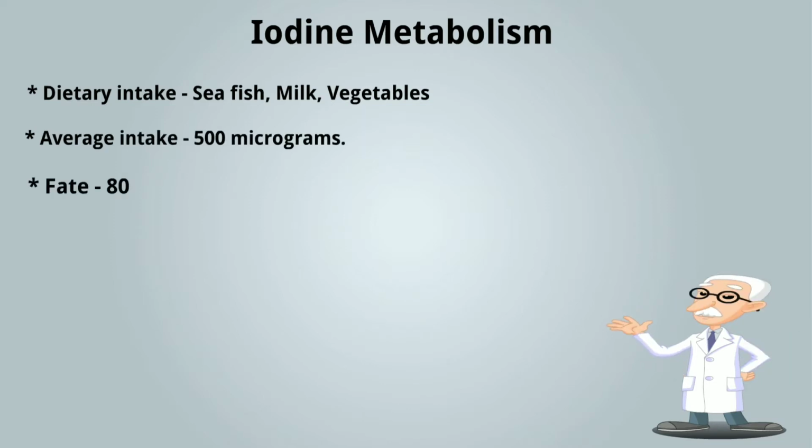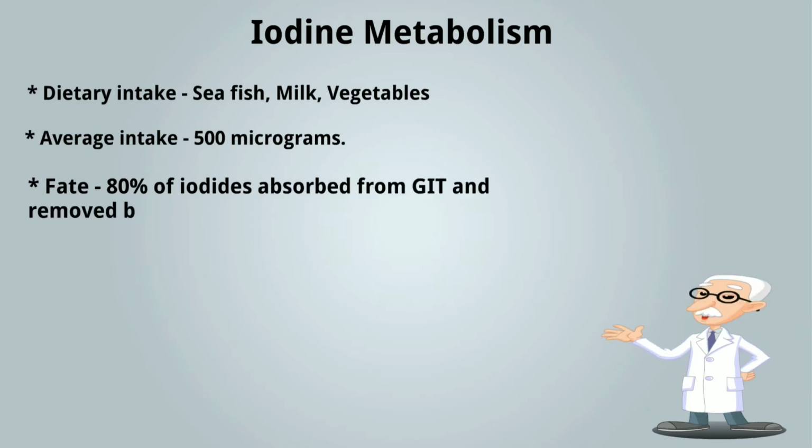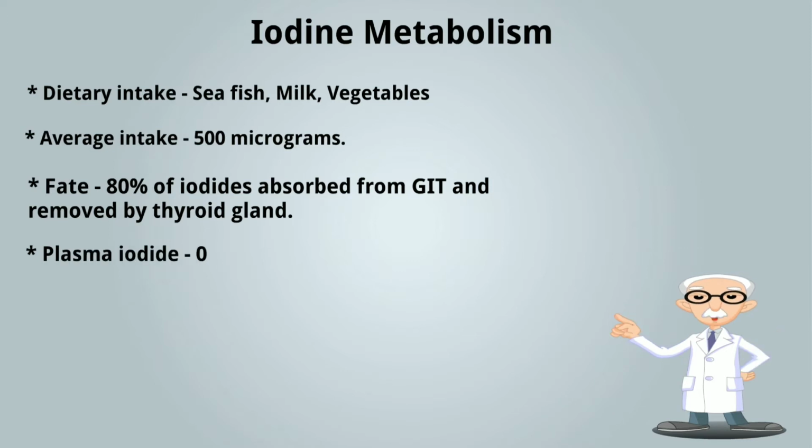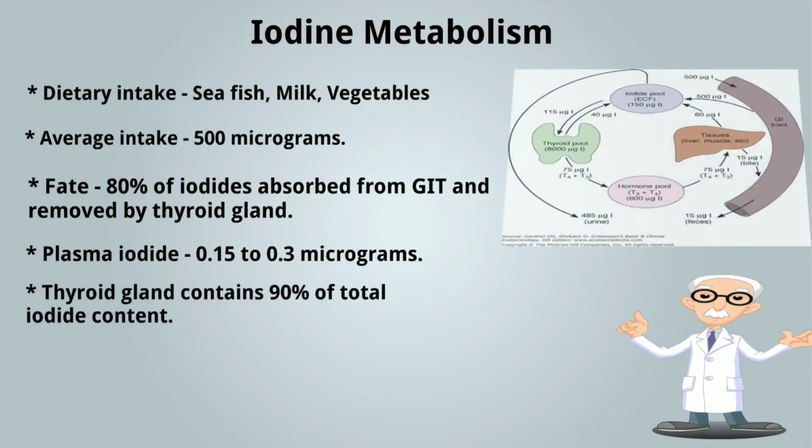Fate of iodine. 80% of iodides are absorbed from the gastrointestinal tract and removed by the thyroid gland. Plasma iodide is nearly 0.15 to 0.3 micrograms. The thyroid gland contains 95% of the total iodide content.